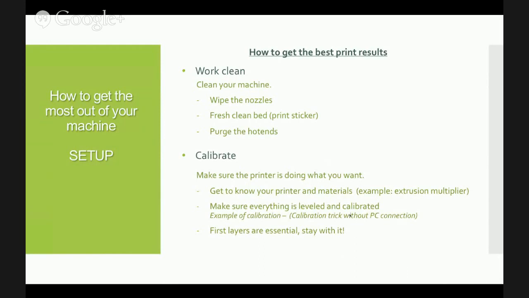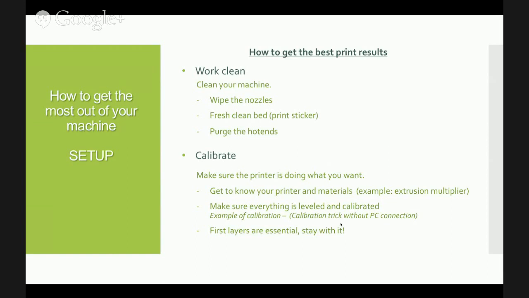It's really hard to start printing PLA when you have residue of ABS still stuck in your hot ends. So make sure that you purge your hot ends of any residue and wipe your nozzles with a cloth. After that, calibrate your printer. Make sure that the printer is doing what you want.